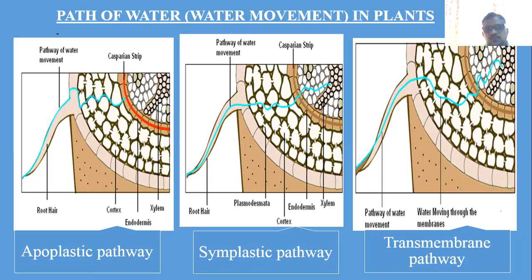This is also one of the important pathways through which water movement happens. So in this topic, absorption of water, we covered the structure of a typical root, then the different pathways of water in plants. These are the three important pathways. Kindly remember all these important points.